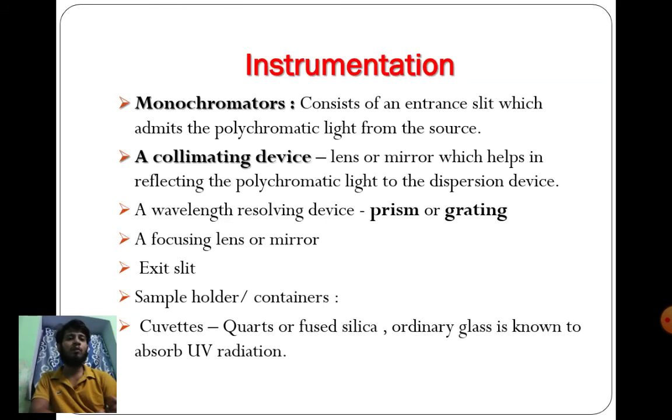Here is the picture of a UV spectrophotometer. A monochromator consists of an entrance slit which admits the polychromatic light from the source. A collimating device is also needed, which is a lens or a mirror which reflects the polychromatic light to the dispersion device. Wavelength resolving, as I previously mentioned, the prism, when a normal light or a polychromatic light passes through the prism, it is separated according to its lambda. Another focusing lens or mirror is used, exit slits, sample or cuvettes. Cuvettes are made up of quartz or fused silica so they do not absorb UV radiations.